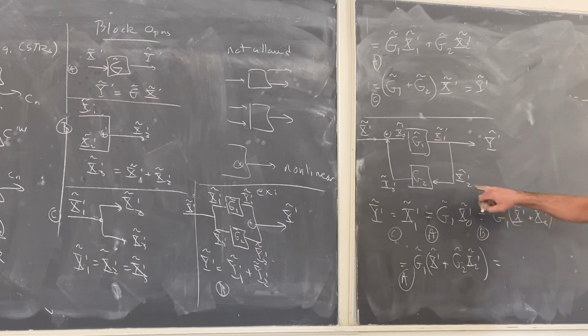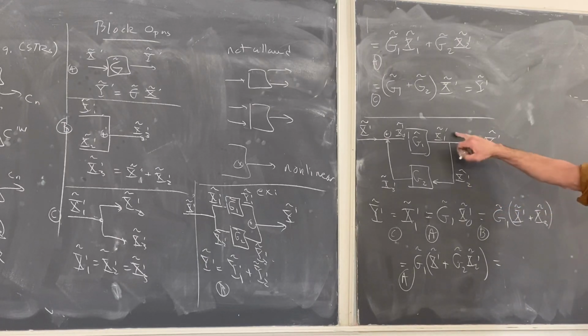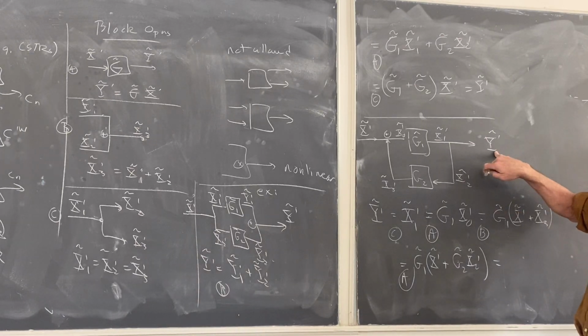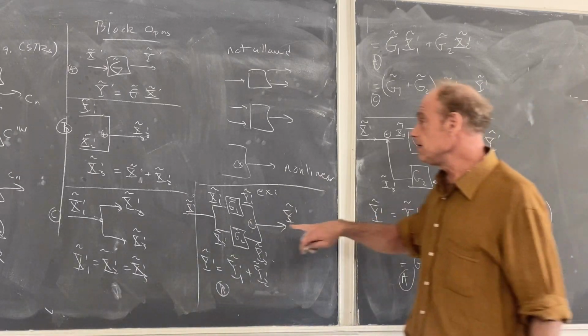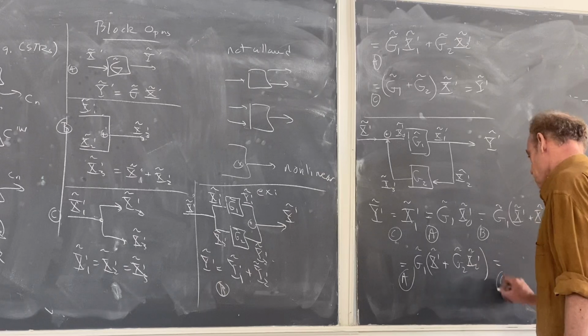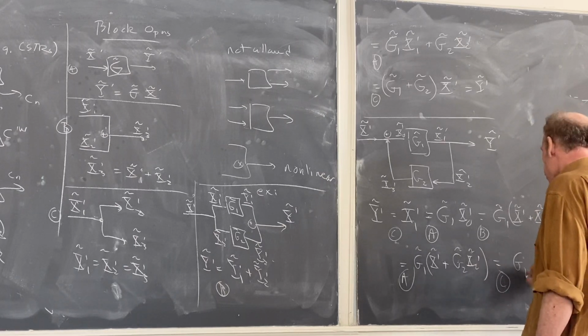Somebody else? What is x2 prime tilde in terms of these other guys? Somebody who hasn't answered yet. What is x2 prime tilde in terms of these other guys? Yeah, okay, they're equal. So this is equal to y prime tilde. And that was because it's a split, by C. I'm doing this in gory detail.